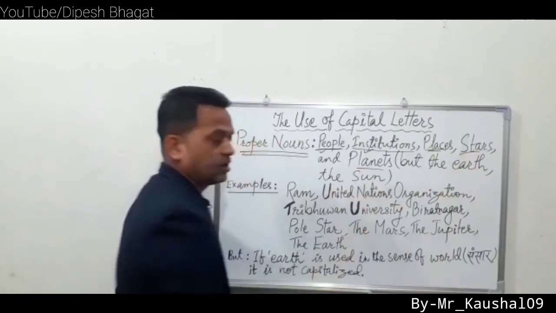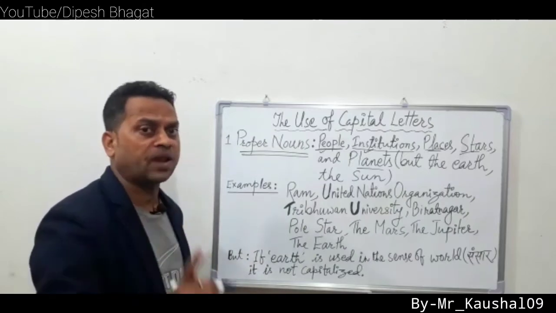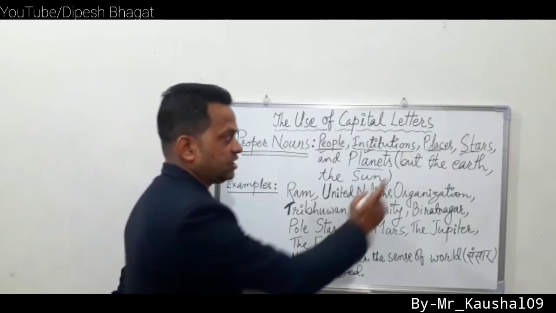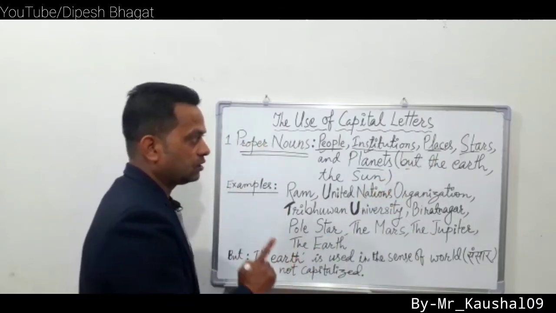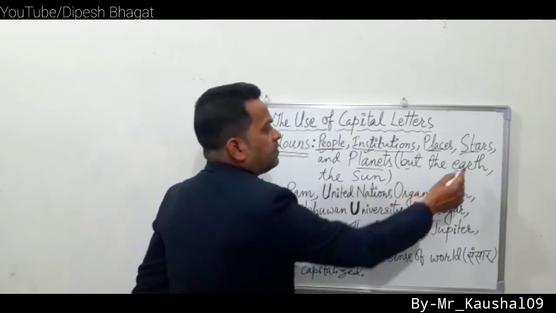And planets, the names of planets are capitalized. But, you see, there is a but: the earth, the sun. Why?